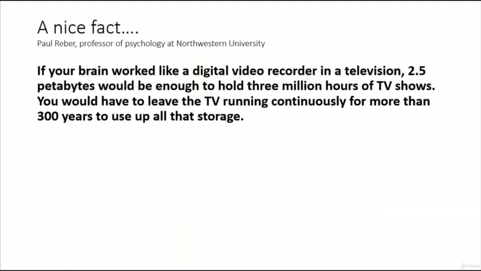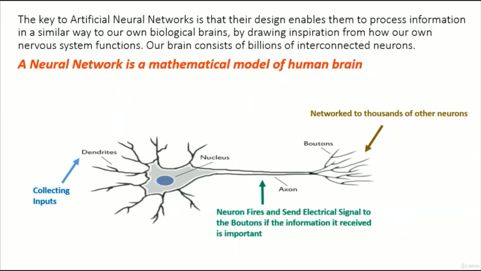A very nice fact, made by Paul Reber: if your brain worked like a digital video recorder in a television, then 2.5 petabytes would be enough to hold 3 million hours of TV shows. So if you had to leave the TV running continuously for more than 300 years, then you'd use up all of that storage. So this is how much memory our brain contains. Basically, billions of neurons. So that is the relationship between neurons and the brain.